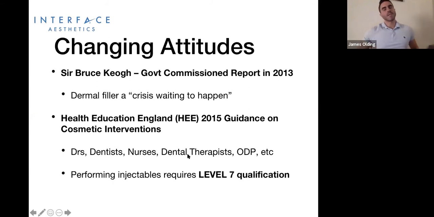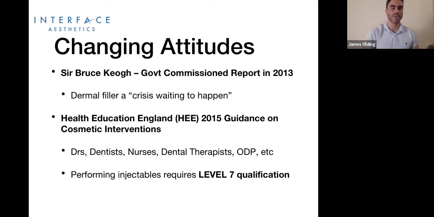So changing attitudes in aesthetics. There are changes afoot to some degree. There was the Keogh report, which is a government commissioned report in 2013 looking into cosmetic treatments. And that made a number of recommendations. Number one, importantly, it talked about dermal filler as a crisis waiting to happen. And really importantly, out of those recommendations, Health Education England then went on to publish guidance in 2015 about cosmetic interventions. And it's quite comprehensive guidance.